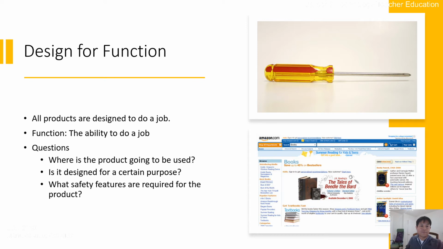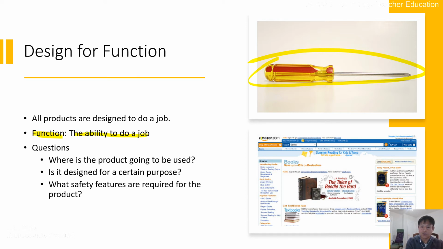So the first one is design for function. Let's look at this screw. It seems not beautiful because it is just focused on its function. The screwdriver's function is to fasten a screw. So this is just focused on the function. Function is the ability to do a job.